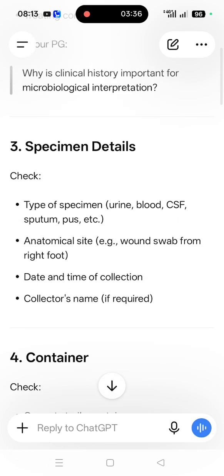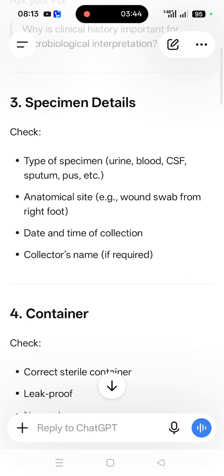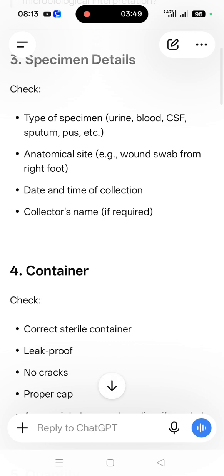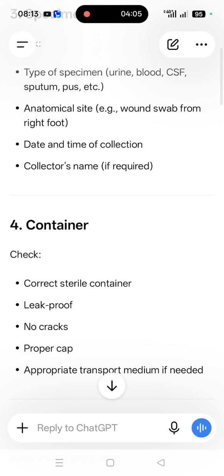And coming to the specimen details, check what the type of specimen is. Urine, blood, CSF, sputum and pus are the common samples. Others may also be there, like many fluids. Then the anatomical site, from where it has been collected, like a wound swab from the right foot or left foot, so this should be mentioned. Date and time of collection is what I just wanted to tell you; it is important. Then the collector's name, because if you find any problem, then you can directly ask that person. So we should have this name.